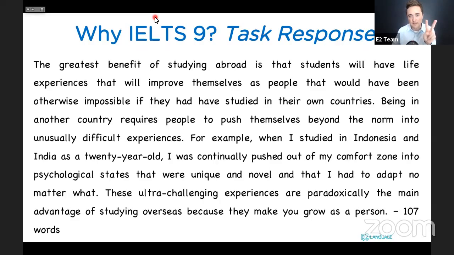The second is grammar. Did you use good grammar? Third is vocabulary. Did you use precise vocabulary? And the fourth one is coherence. Did you use a good structure? So let's go through this.